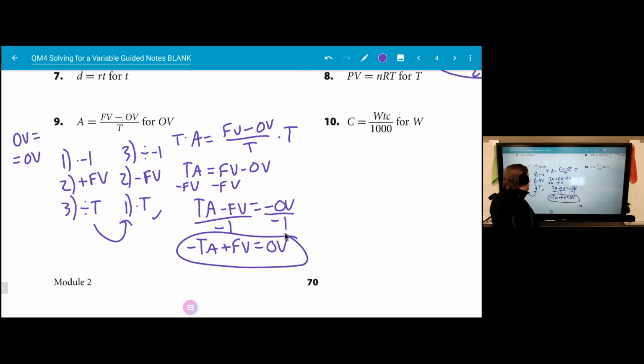You could write that in many different ways. You could have OV equals FV minus TA. However you want to do it, you just have to have those terms there.